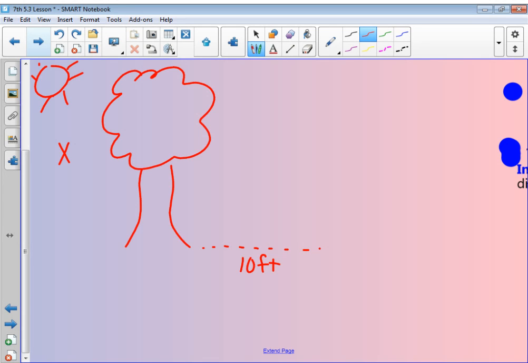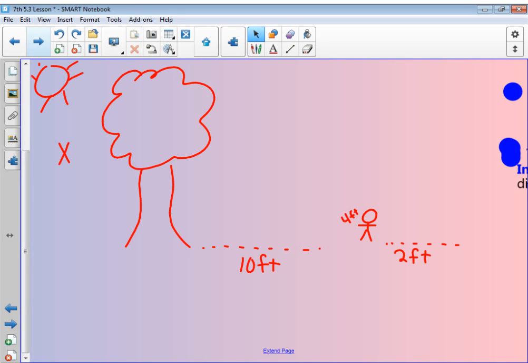Okay, then I have this little person over here. And they're, we'll say, 4 feet tall, and they cast a shadow of 2 feet. Okay, I want you to go ahead and find the height of that tree.